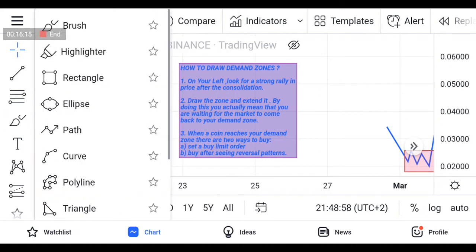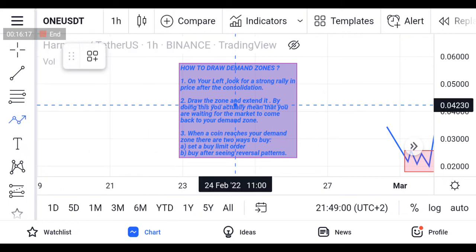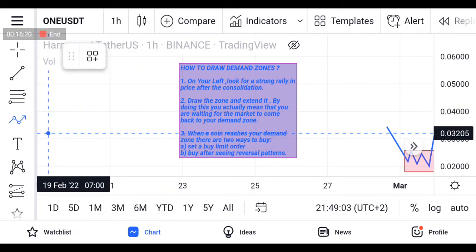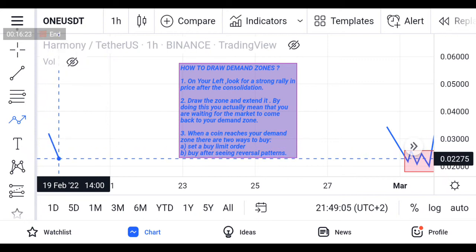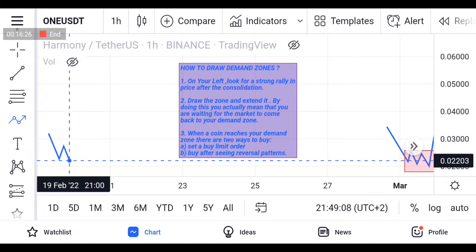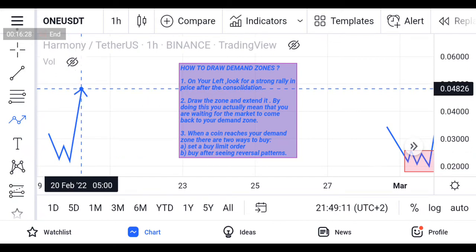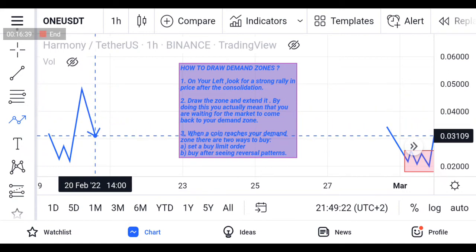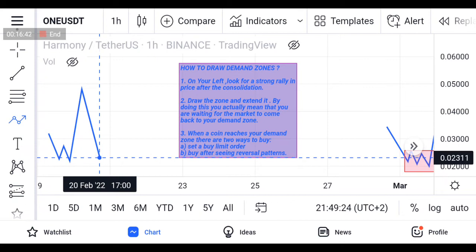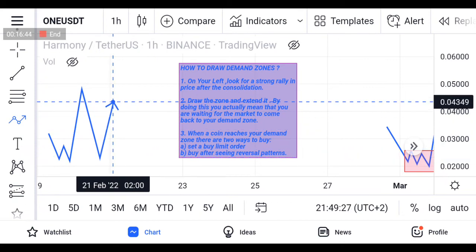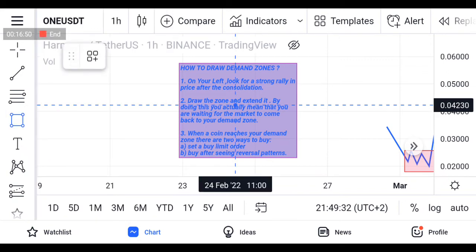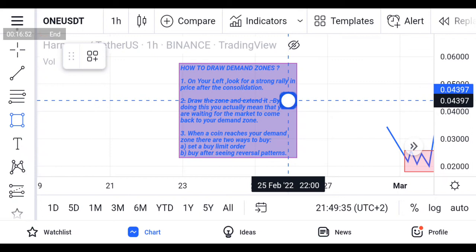For example, let's say the market was going down, right? Then you have something like a consolidation, then a strong rallying price. Now when the market is like this, there's nothing you can do. Just don't do anything. What you do is wait for this market to come back to your zone area. Then this is where you want to take your entry and buy.